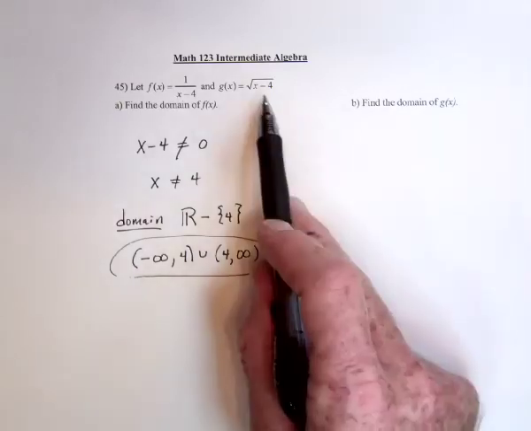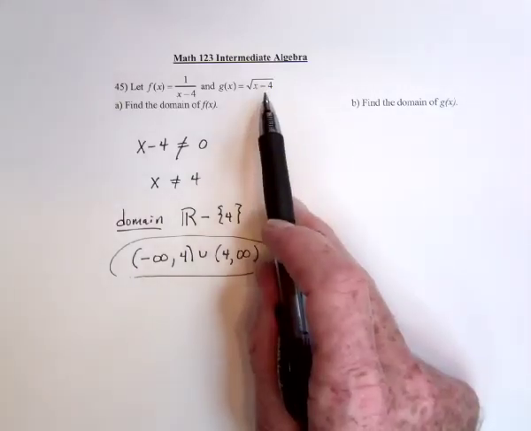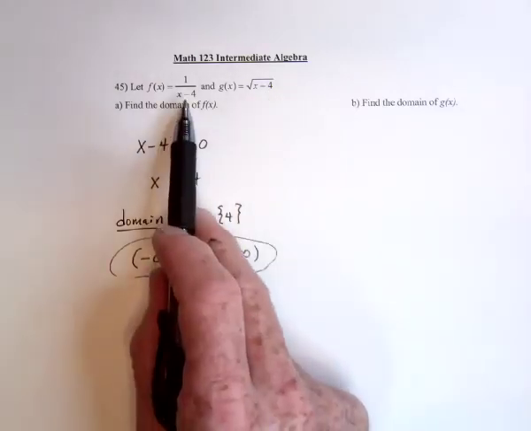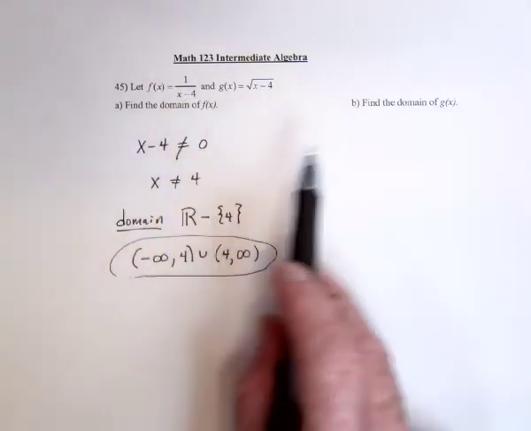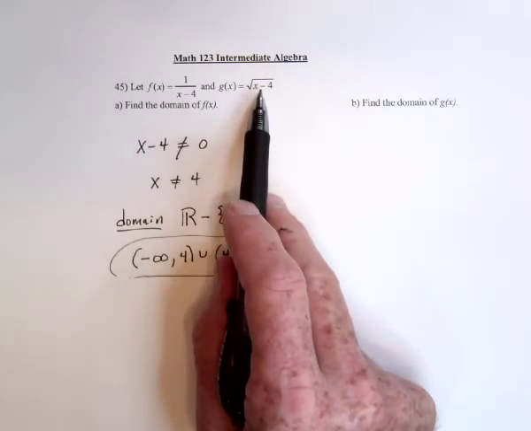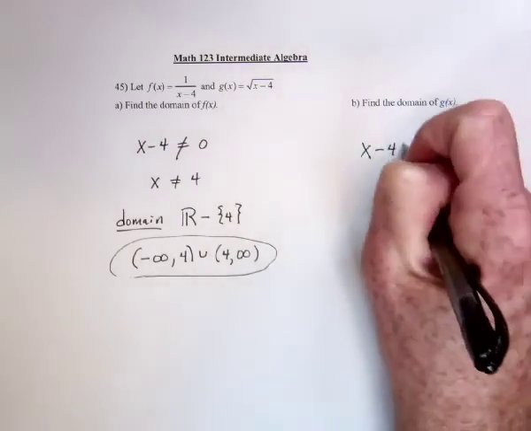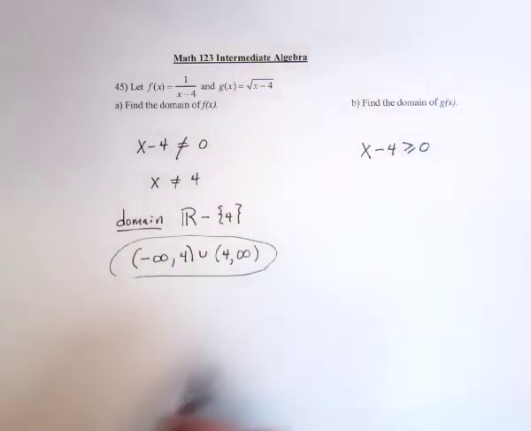So then this one demonstrates the second rule for domain. So one is the denominator cannot equal 0. The other is no square root of a negative. So that means that x minus 4 has to be bigger than or equal to 0. Equal to 0 is allowed because the square root of 0 is 0.